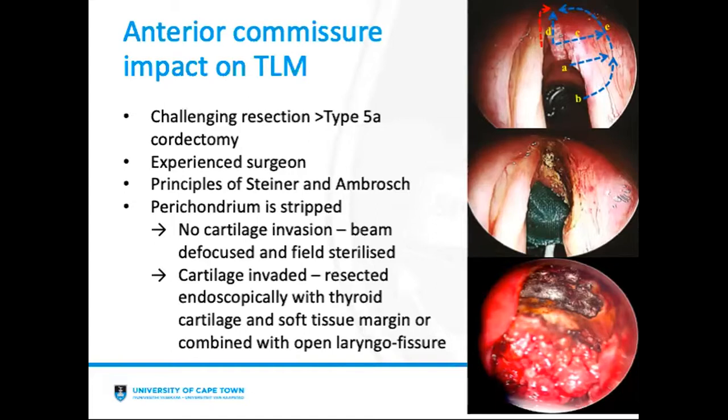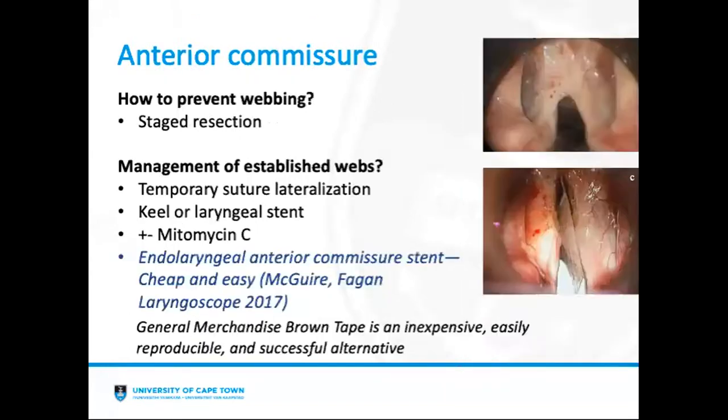However, if there's deep cartilage invasion following stripping of the perichondrium, the tumor can be chased and may even require full thickness excision of the cartilage, even up to just deep to the skin. And alternatively, it can be combined with an open laryngofissure excision. The use of frozen section is described. However, we do not use frozen section routinely here in our practice.